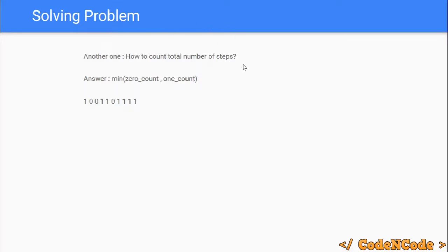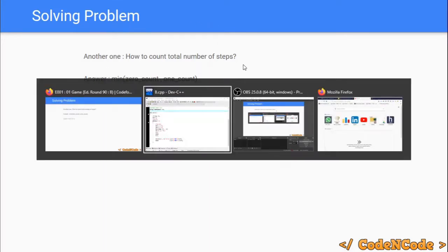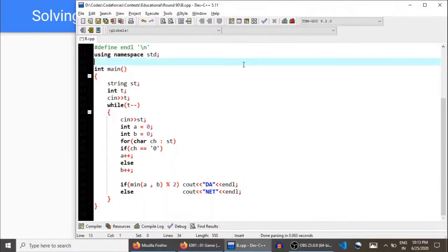Since that tells you the total number of steps of the game, now all you have to check is whether the total number of steps is odd or even. If it is odd, we would print DA, otherwise we would print NET. So what I'm doing here is simply taking the input string, and initializing A and B to 0. A counts the total number of 0s and B counts the total number of 1s. Then I take the minimum and check whether it is odd. If it is odd, I'm printing DA, otherwise printing NET.